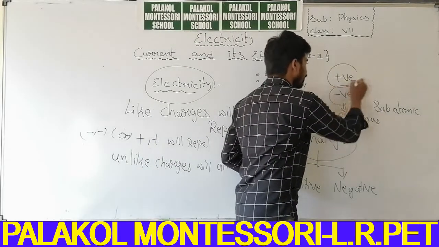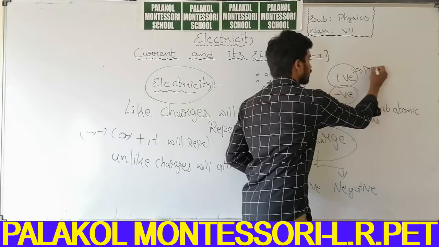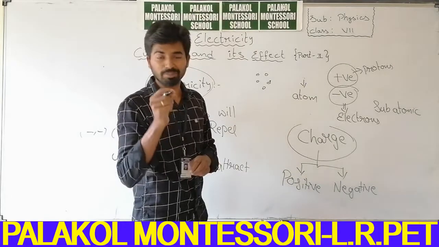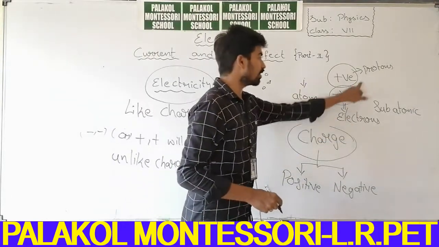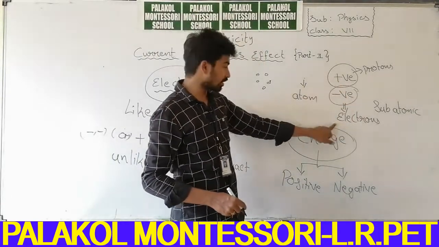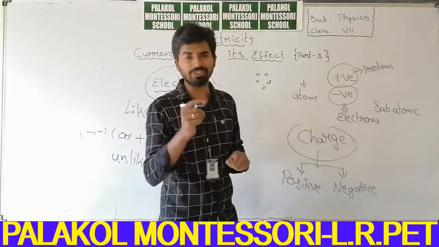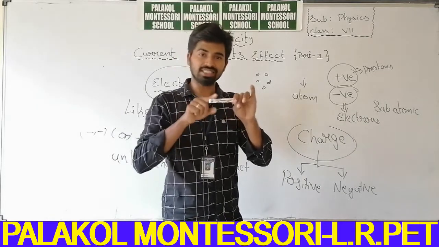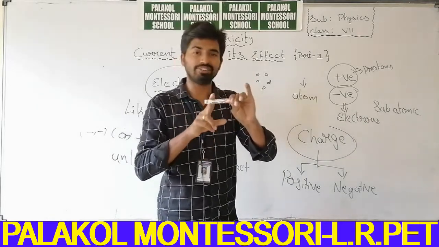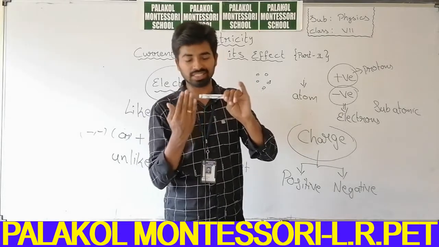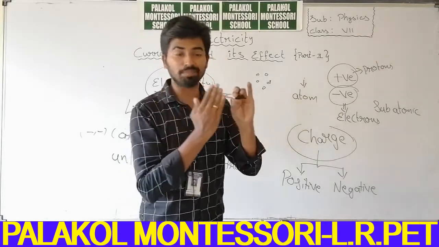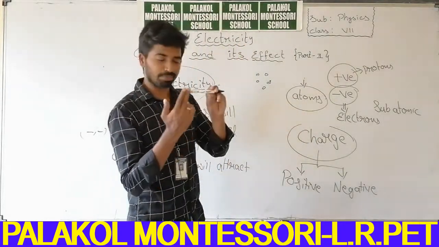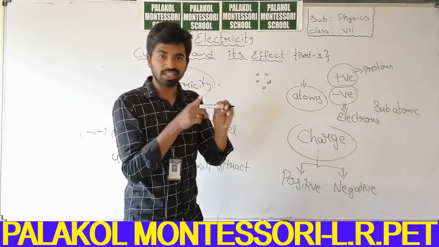And positive particles are also there. We call them protons. So remember that every atom, every material consists of negative charges, that is electrons, and positive charges, that is protons. Even the pen has some electrons and protons. Every substance is made up of atoms, so this particular substance consists of electrons and protons.